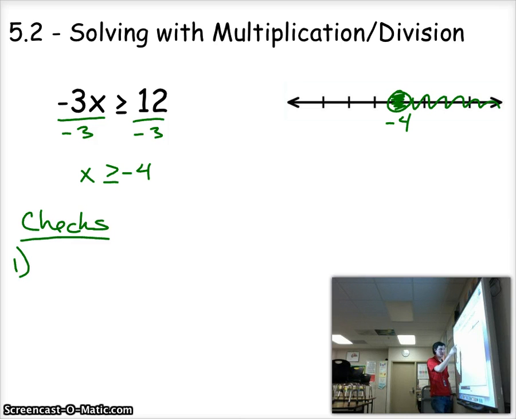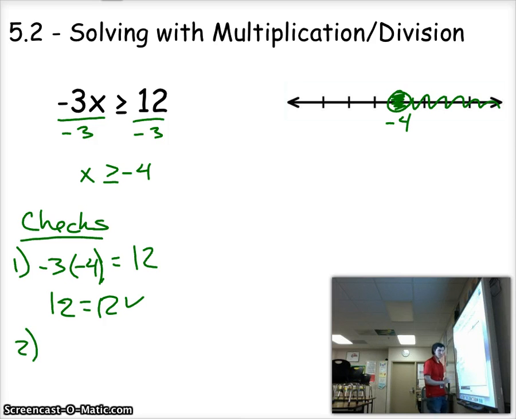Our first check, plug in negative 4. So we have negative 3 times negative 4 is greater than or equal to 12. But again, remember, our first check, we don't want the greater than or equal to sign. We just want the equal sign. Negative 3 times negative 4 is 12. So that checks out.